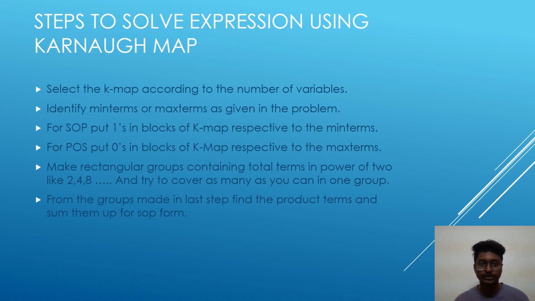Steps to solve the expression using K-maps. Select the K-map according to the number of variables. Then identify the min terms or max terms as given in the problem. For SOP, put ones in the blocks of the K-map respective to the min terms. For POS, put zeros in the blocks of the K-map respective to the max terms. Make rectangular groups containing total terms in powers of 2, like 2, 4, 8 and so on, and try to cover as many as you can in one group. From the groups made in the last step, find the product terms and sum them up for SOP form.